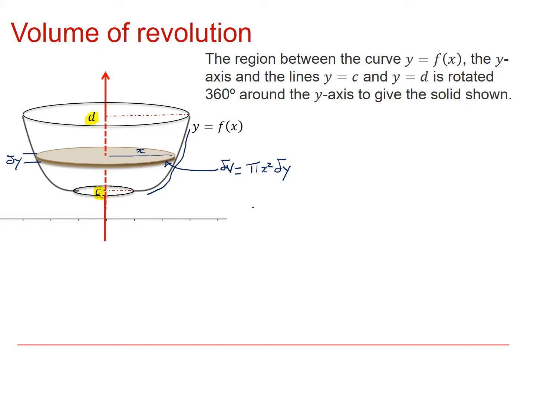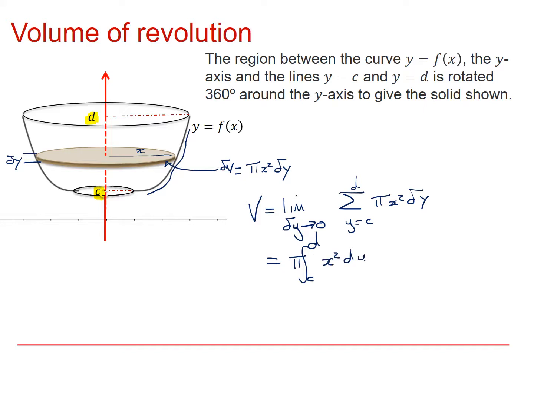And so, as before, the total volume is going to be the infinite sum, so the limit as delta y tends to 0, of the sum of all the possible disks of that type. And so that's going to be equal to the integral between c and d of pi lots of x squared dy.